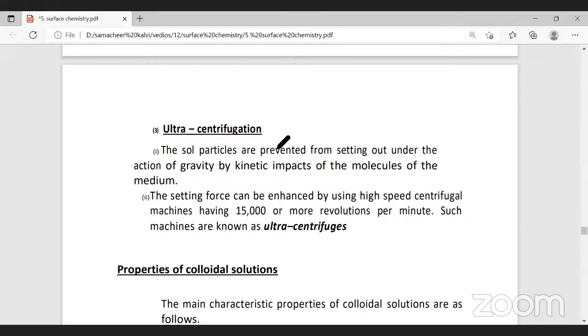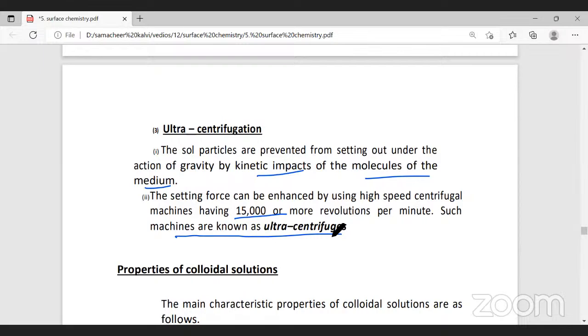The colloidal particles are prevented from settling out under the action of gravity by kinetic impacts of the molecules of the medium. The settling force can be enhanced by using high-speed centrifugal machines having 15,000 or more revolutions per minute. Such machines are known as ultracentrifuges. In higher classes, if you take up chemistry, you will know what a centrifuge is, and the machines used to centrifuge.